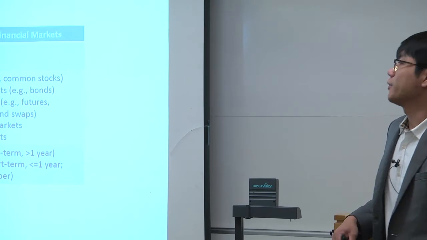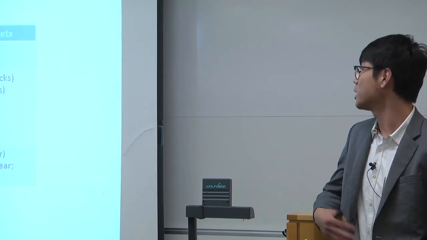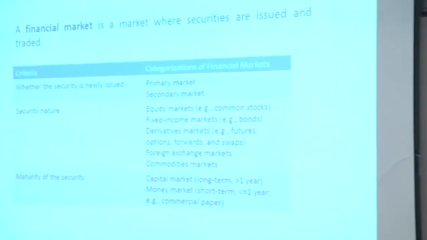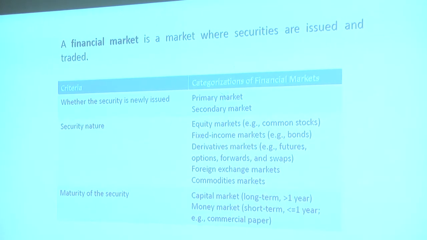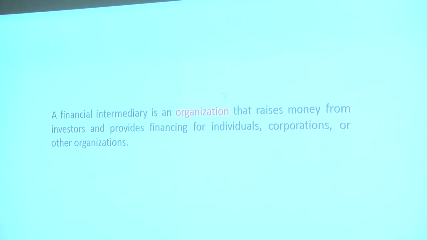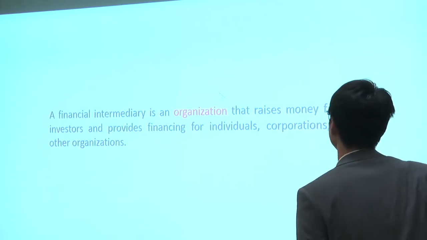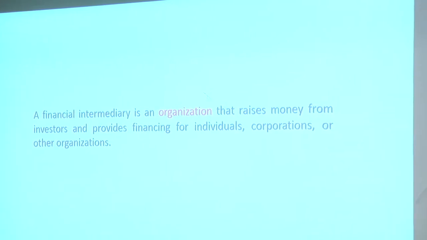By maturity of the security, we have capital markets, that's long-term, mostly more than 1 year, and the money market, that's a short-term market, less than 1 year. One example could be treasury bills, commercial paper. So in this Chapter 2, we have two key concepts. The first one is a financial intermediary. That's an organization that raises money from investors and provides financing for individuals.